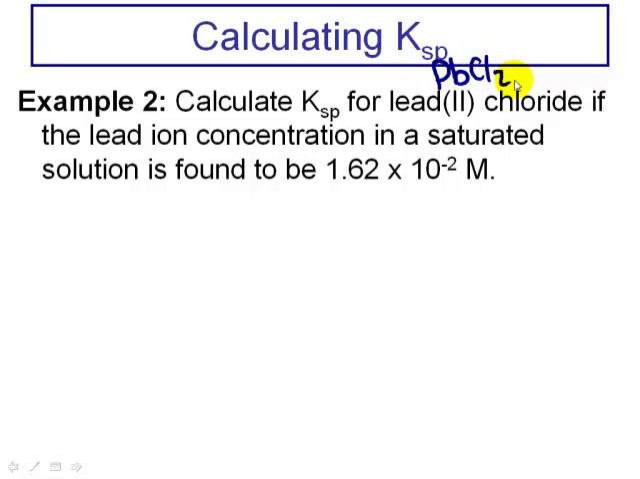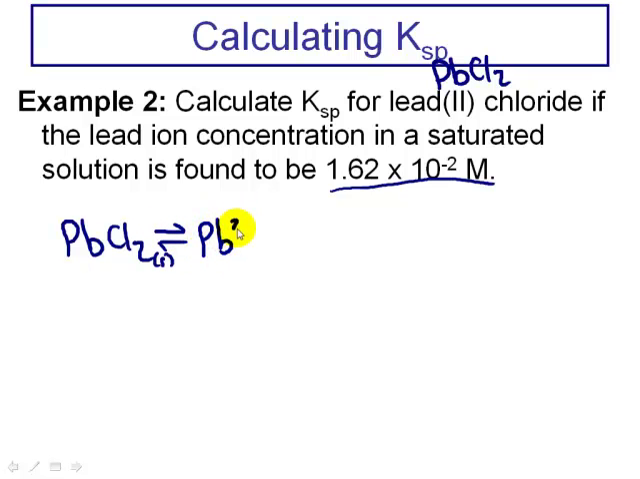Okay? It says if the lead ion concentration in a saturated solution is found to be 1.62 times 10 to the minus 2nd power molar. Okay? So let's think about lead chloride. If I take solid lead chloride, which is PbCl2, and I just put it in water and allow it to come to equilibrium, this of course being solid, it's going to ionize, it's going to dissociate, and we're going to produce lead 2 plus, Pb2 plus, and then we're going to produce 2 chloride ions, right?